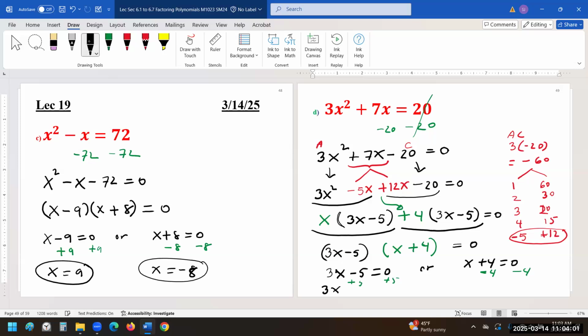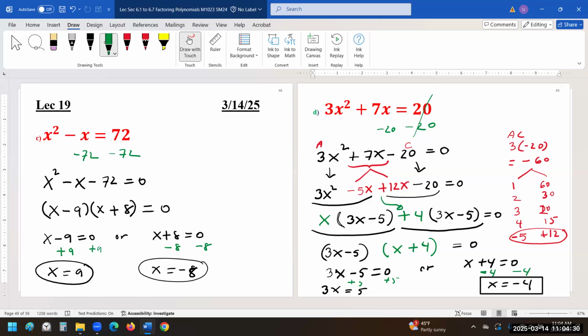So we have 3x equals 5, x equals -4. So this is already done because it's already alone. But 3x equals 5, we are looking for x, not 3x. So how can we get rid of this 3 in front of x? Do you add, subtract, multiply, divide? Which one?